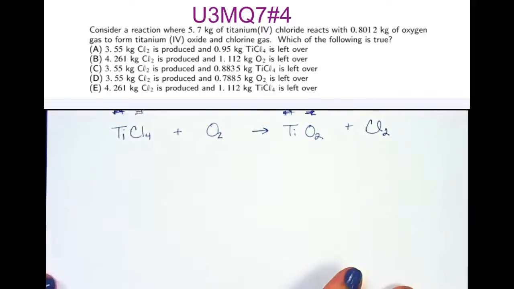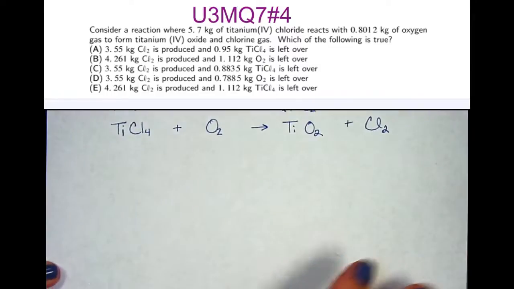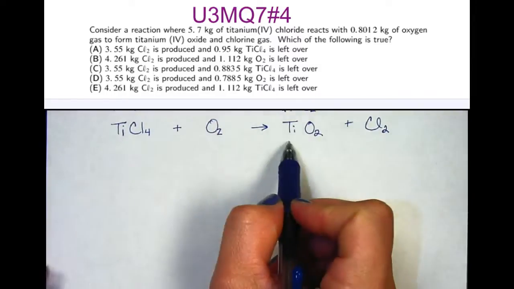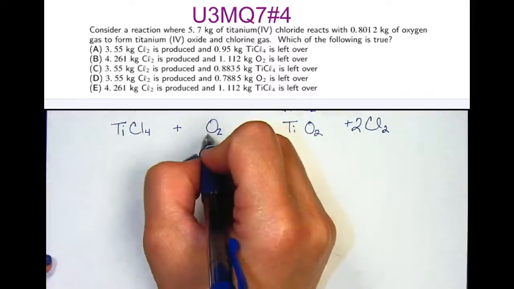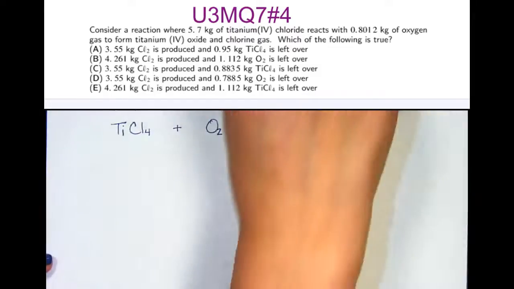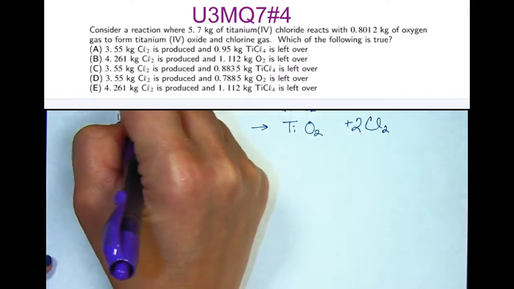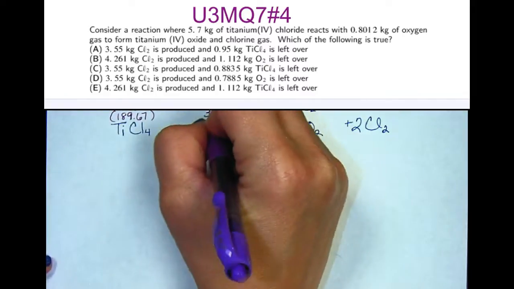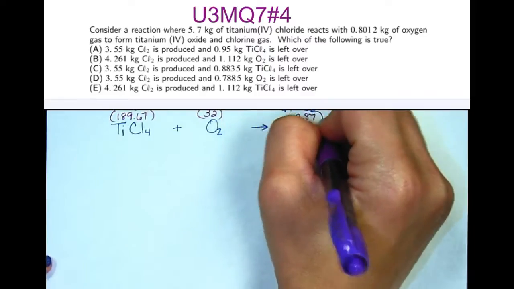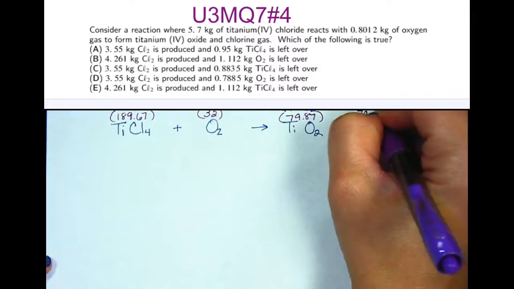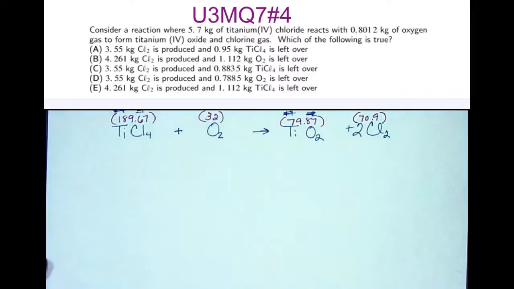So now that we've balanced the charges and written the equation, we need to go ahead and balance the equation. 1 titanium, 1 titanium, 4 chlorine, 2 times 2 is 4 chlorine, 2 oxygen, 2 oxygen. I'm going to go ahead and write the molar masses of each of these compounds respectively above them. These molar masses were obtained by adding them up off of the periodic table. And that'll kind of speed up my process as I calculate.